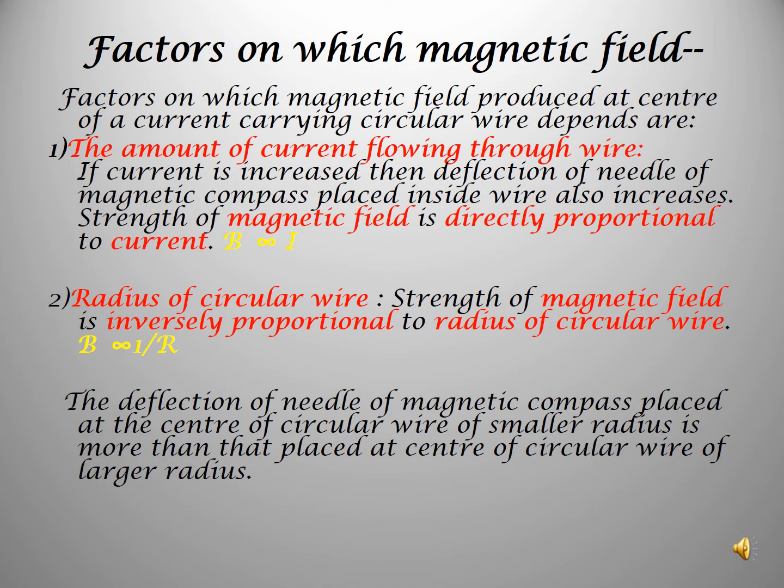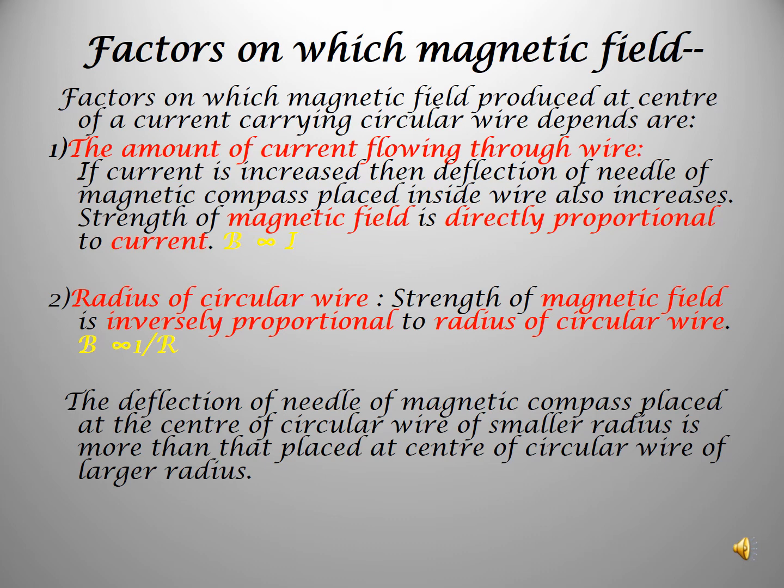Factors on which magnetic field depends. The factors on which the magnetic field produced at the center of a current carrying circular wire depends are: number 1, the amount of current, the strength of current flowing through the wire. If current is increased, then the deflection of the needle of a magnetic compass placed inside the wire also increases. Strength of magnetic field is directly proportional to current strength.